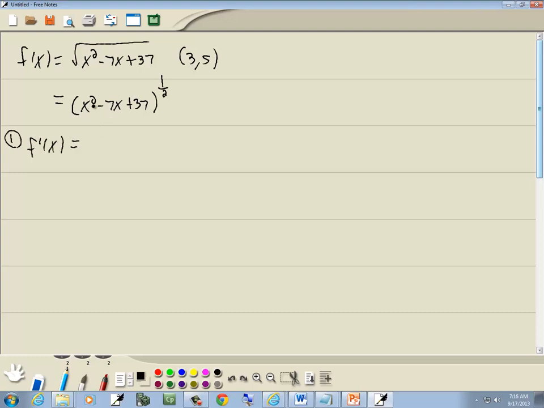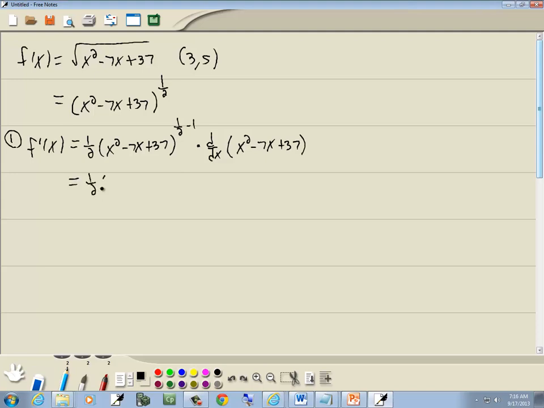Use the chain rule, the general power rule. It says if you have parentheses to a power, you take your power and put it out in front. What's inside the parentheses remains as is. Lower your power by 1, so we have 1/2 minus 1, times the derivative of what's inside your parentheses, so times the derivative of x squared minus 7x plus 37.